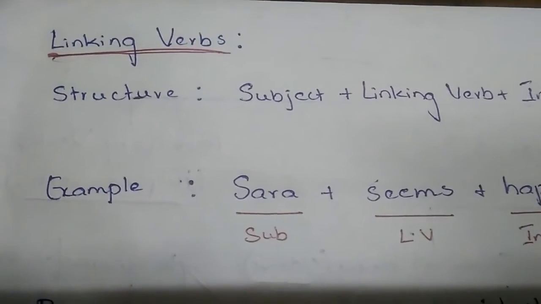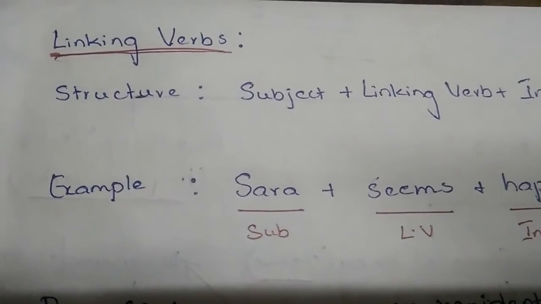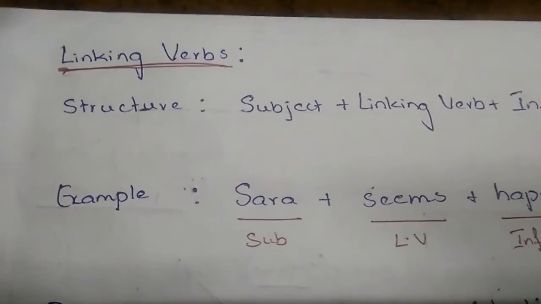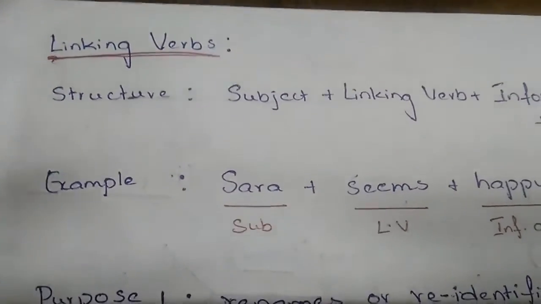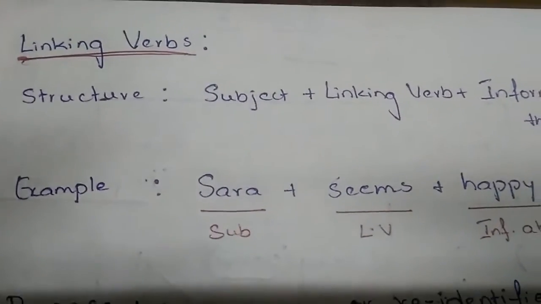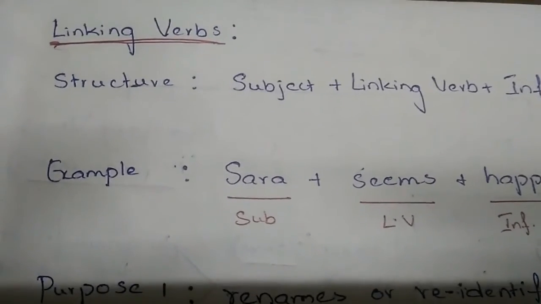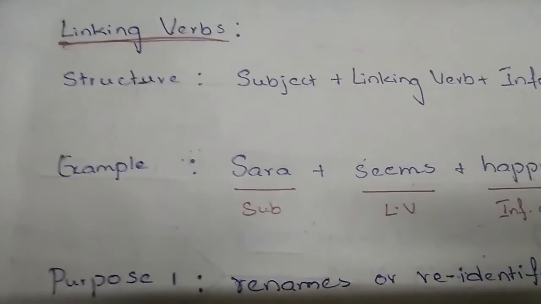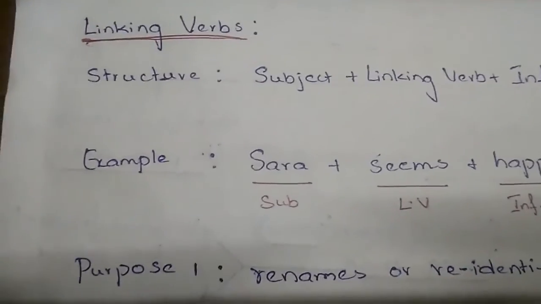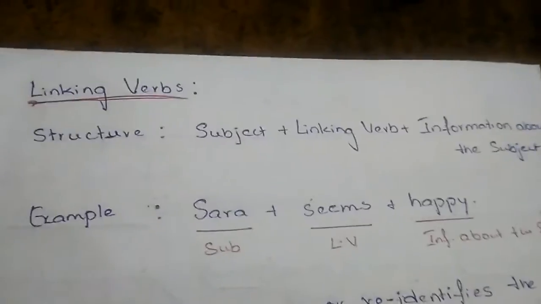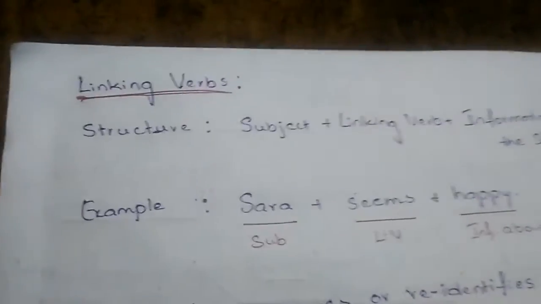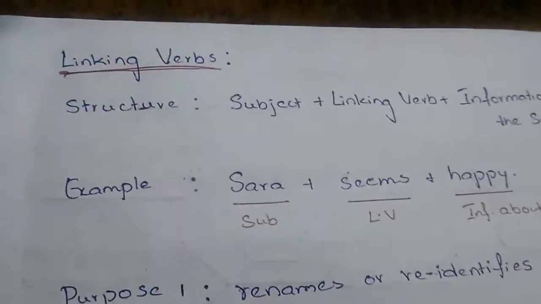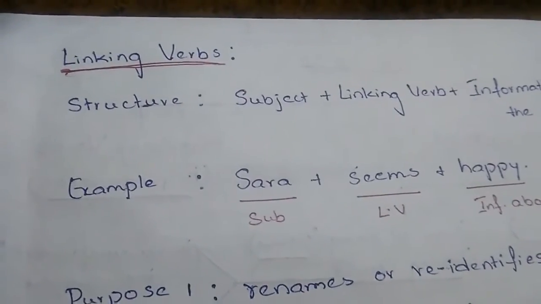Now, we just try to understand the linking verbs in depth. This is the second type of verbs. First type is action verbs and second type is linking verbs. And these linking verbs express a state of being but not an action. So they do not refer to any action here.